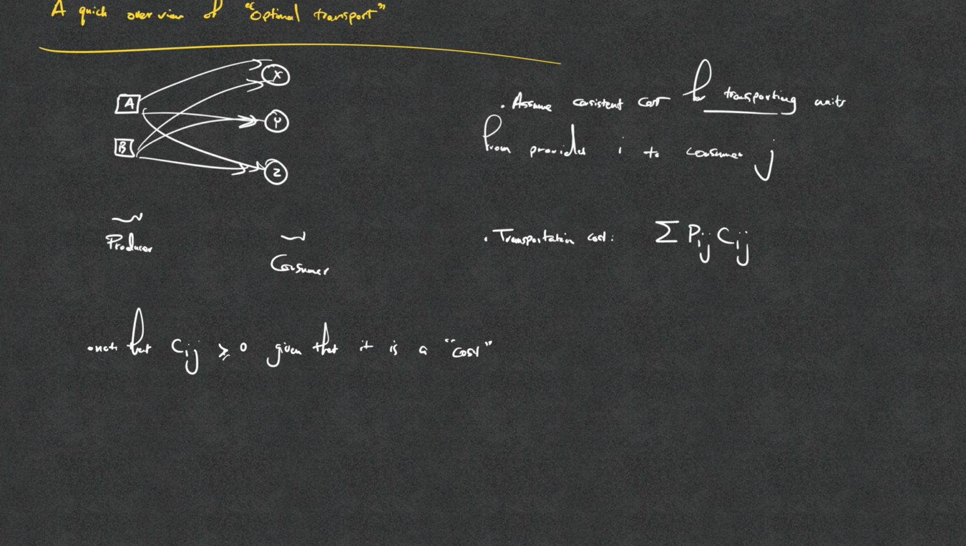Note that given that the C_ij's are costs, we assume that they are all non-negative. And the overall matrix P has the number of rows the same as the number of providers, and the number of columns the same as the number of consumers. This matrix P is going to be called a transportation plan.